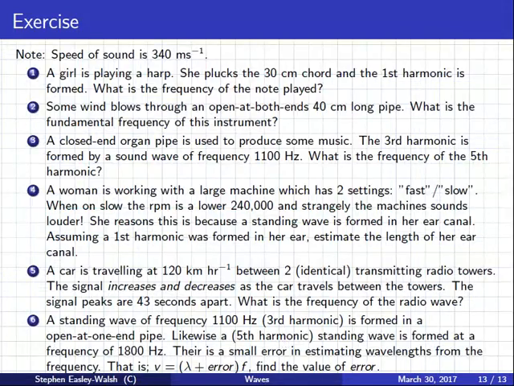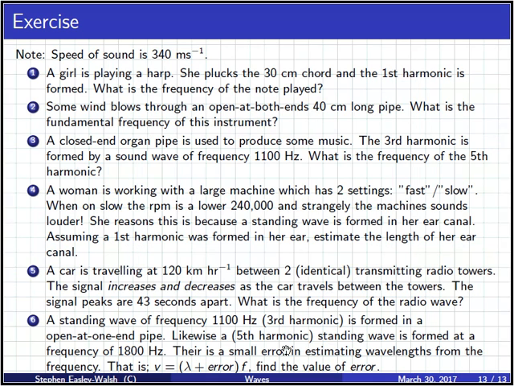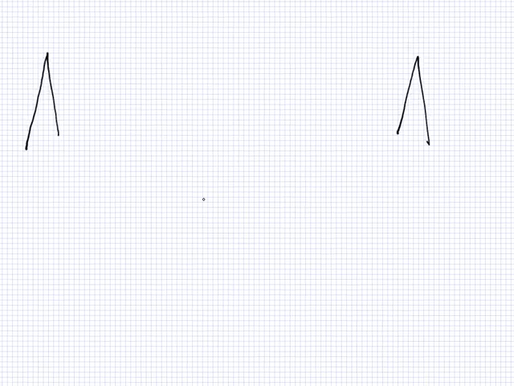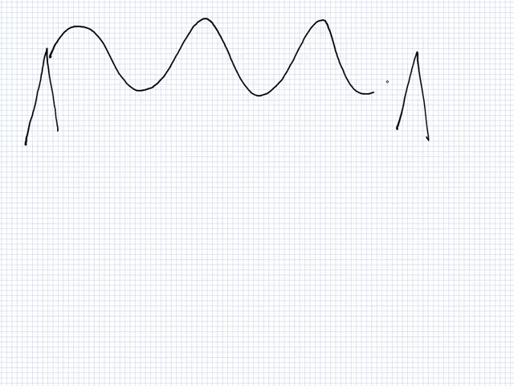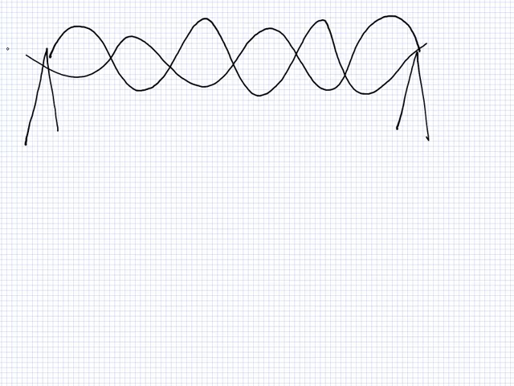A car is traveling 120 kilometers an hour between 2 radio towers. The signal increases and decreases as the car travels between the towers, and they are 43 seconds apart. What is the frequency of the radio wave? Interestingly, we have 2 radio towers, both broadcasting a radio signal, but the result is a stationary wave has formed between them, like what we did in class today of loud and quiet. The signal strength of the wave increases and decreases between the two towers, just like what happened in class today with the sound.